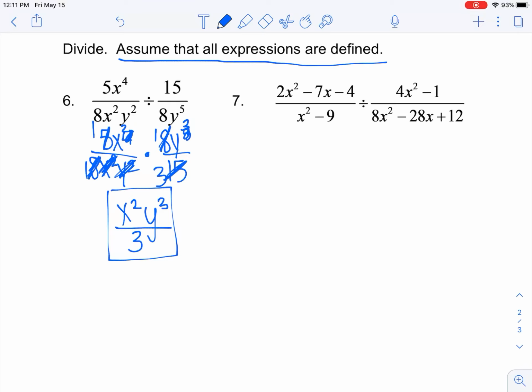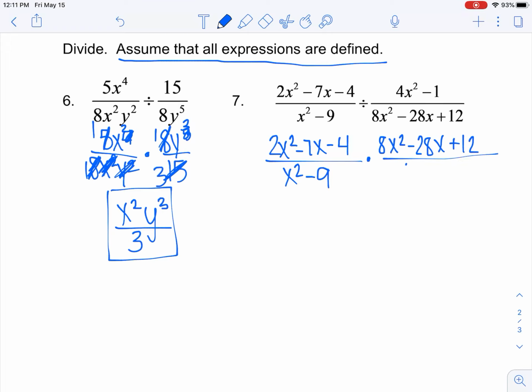Okay, now let's give number 7 a try. So first we're going to follow that same first step where we switch it to multiplication by the reciprocal. So 2x to the 2nd minus 7x minus 4 over x squared minus 9. That first fraction just stays the same. We change division to multiplication and we flip the second fraction. 8x squared minus 28x plus 12 over 4x squared minus 1.